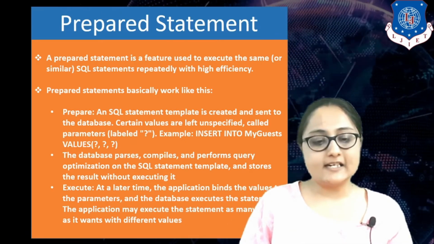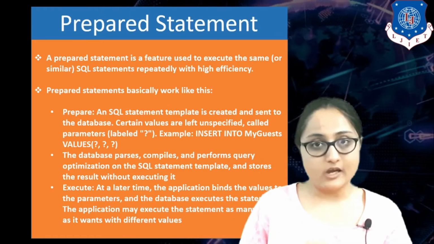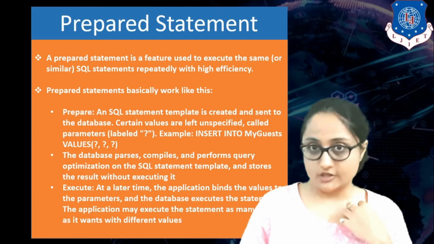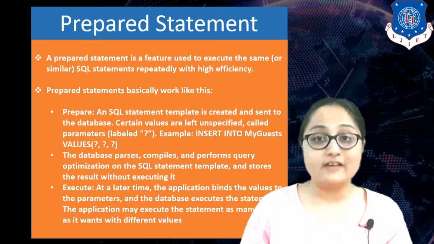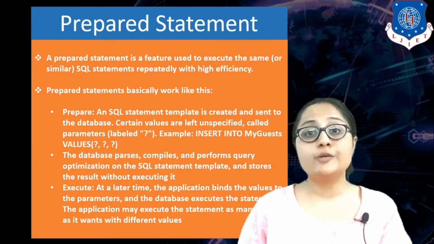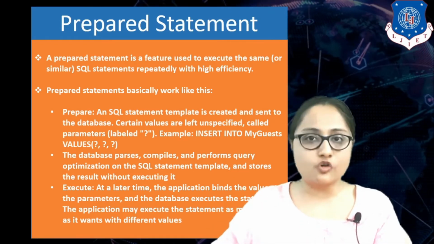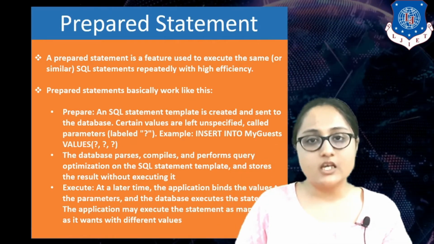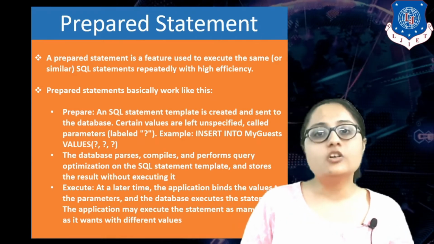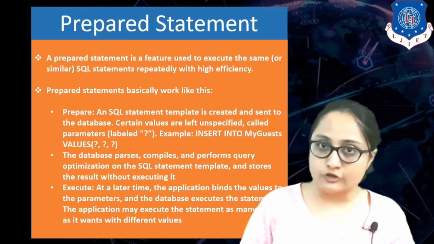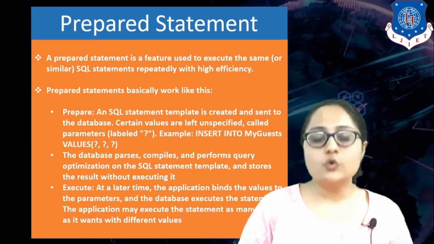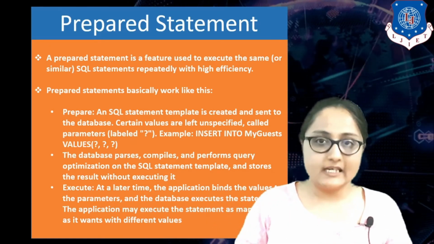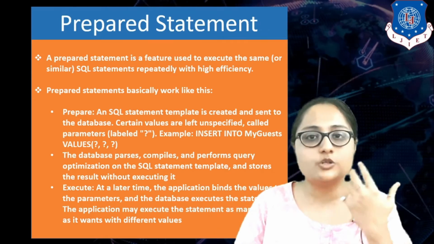Here you can see the example: insert into myguest, if you have a table called myguest. If I want to specify the column names, it is okay; if you want to skip the column names, that is also okay. I will write the keyword values, and inside the rounded brackets, instead of specifying the values comma separated, I will specify question marks. How many question marks? The count will be equal to the number of columns in your table. If you have 4 columns and want to insert 4 values, you specify 4 question marks comma separated. They are the unspecified values which you want to insert.